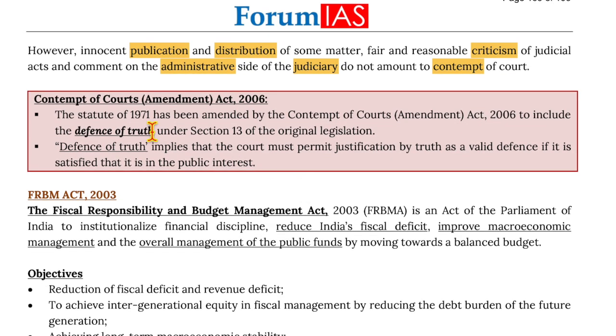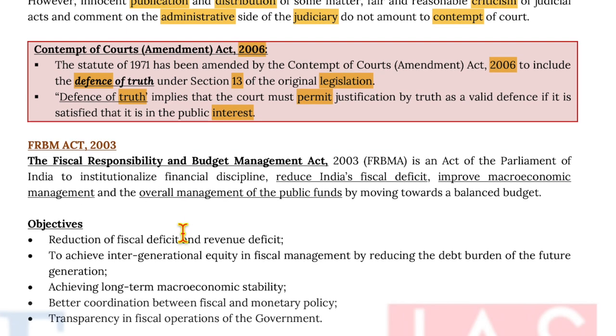Now, the Contempt of Courts Amendment Act of 2006. The statute of 1971 has been amended by the Contempt of Courts Act 2006 to include the defense of truth under Section 13 of the original legislation. Defense of truth implies that the court must permit justification by truth as a valid defense if it is satisfied that it is in the public interest.